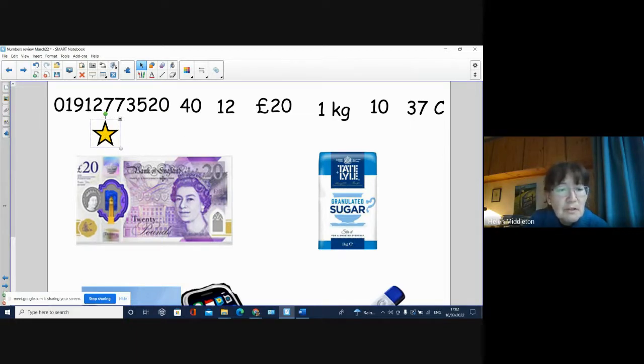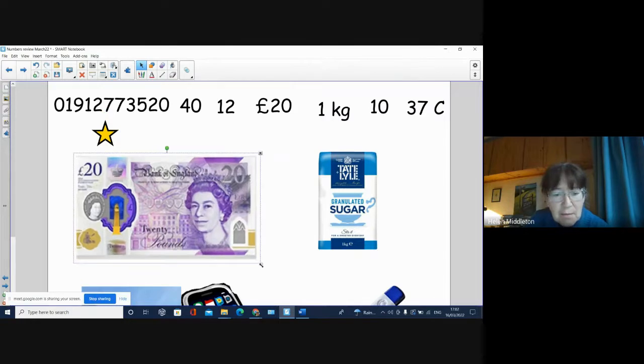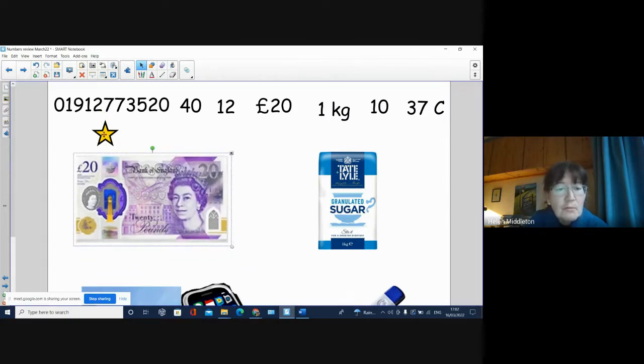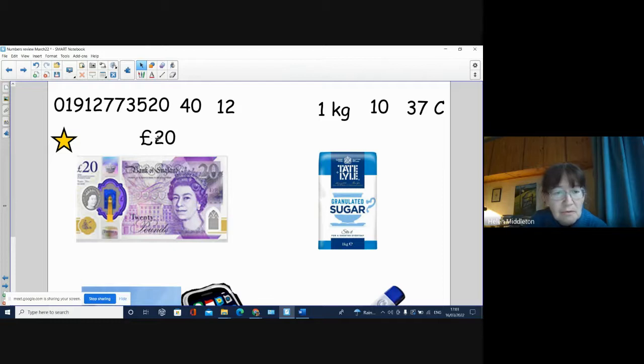So, if we look at this picture here, this was money, wasn't it? And you can see that on the money, you've got this number. It's 20. 20 pounds. If you want to know how to spell 20, it's on the money. There it is. Very small. Have a look. If you've got 20 pounds, that's good.